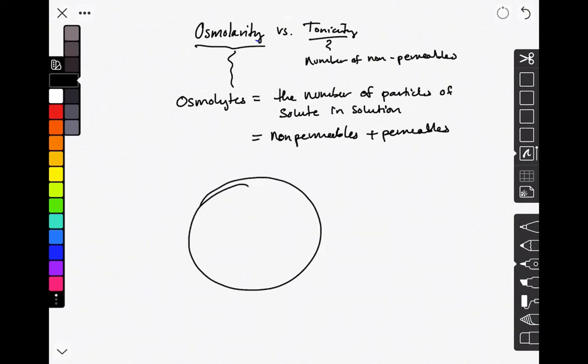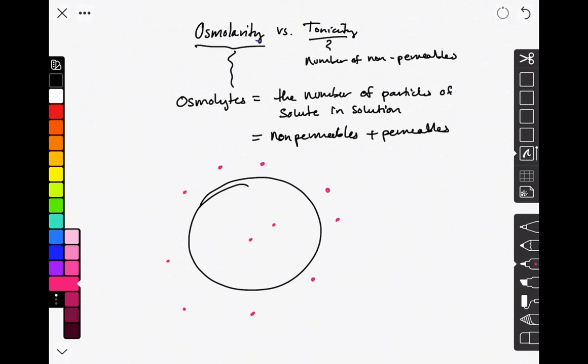So now let's run through some practice problems. If we've got a cell and we have a larger number of particles on the outside than on the inside, in this case, what would you call that? And if you're thinking that the cell is in a hyperosmotic solution, you're correct here.